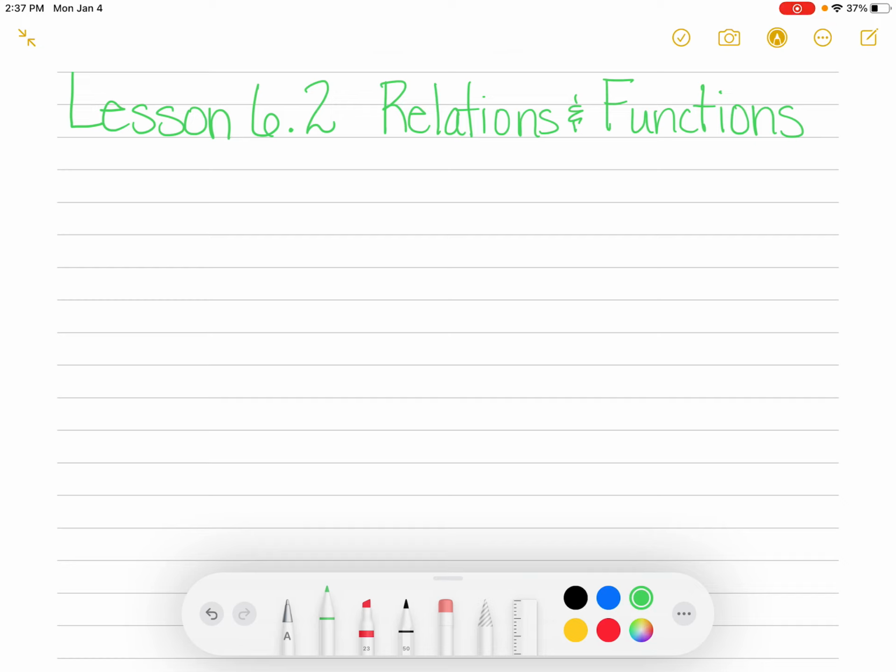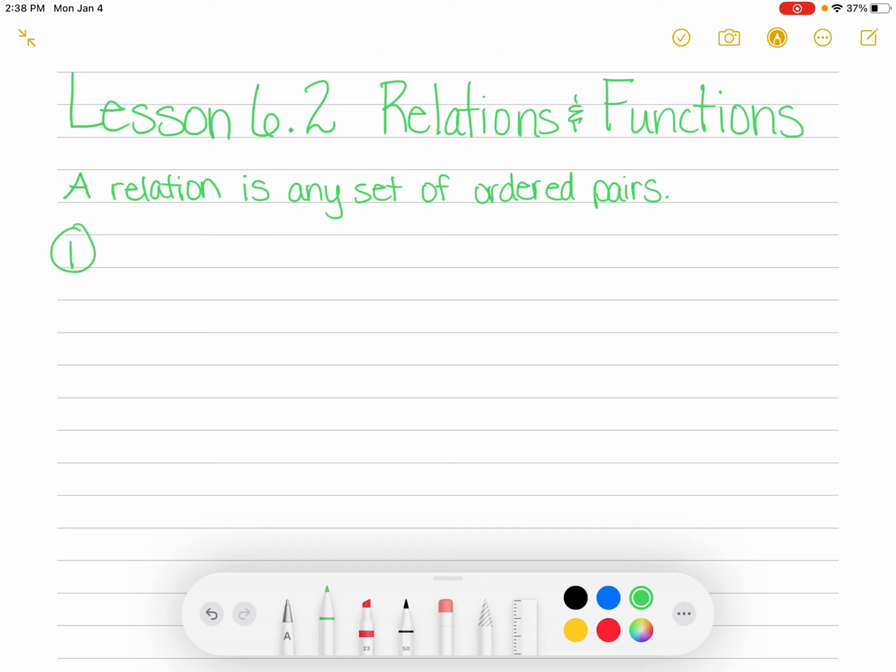So a relation, we're going to write down this definition. A relation is any set of ordered pairs. The ordered pairs were what you used when you were graphing. So I'm going to show you some examples of relations. It's just a simple thing. I'm going to show you 3 different ways to show a relation.